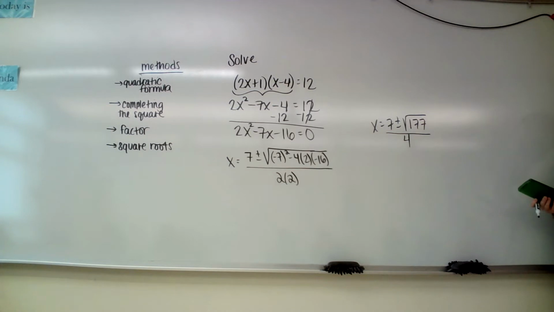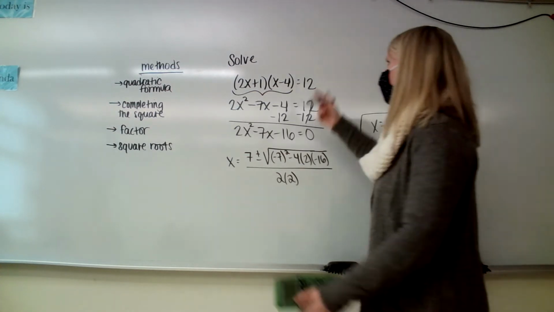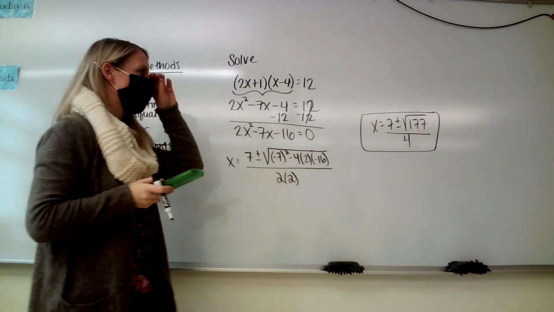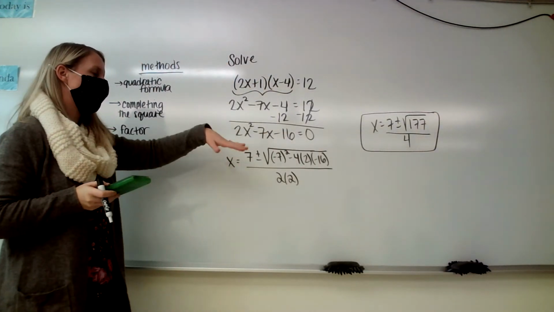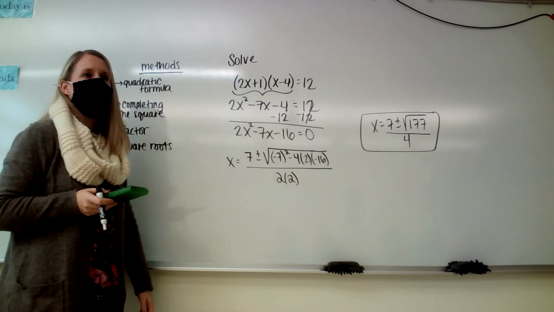I think that's it, right? 177? Wait, is that divisible by 3? It is, but then it's 59, and that's prime. So I think we're good. Yeah, all of its factors are prime. So we're good. So the main goal of that one is, if you have a weird setup or you have to distribute, do that. Get things in standard form equal to 0. If it doesn't lend itself to another setup, quadratic formula is always going to work.